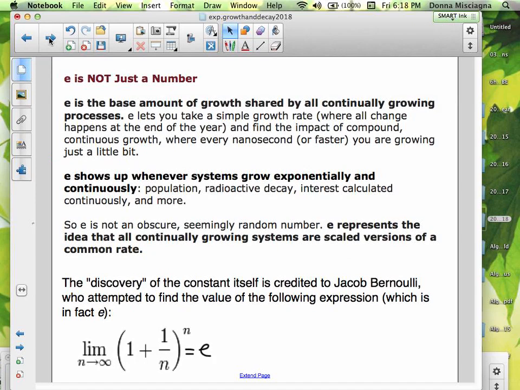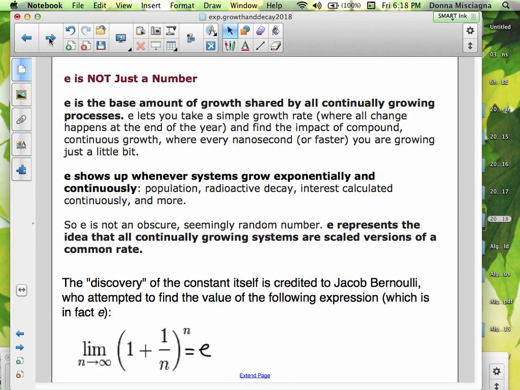e lets you take a simple growth rate where all change happens at the end of the year and find the impact of compound continuous growth, where every nanosecond or faster you are growing just a little bit. That's how you are growing, right? Your hair grows, your nails grow, all those things grow. They don't all of a sudden pop, your hair is an inch longer. No, it grows a teeniest little bit that you can't even notice, continuously. Until after a while you say, hey, my hair's pretty long.